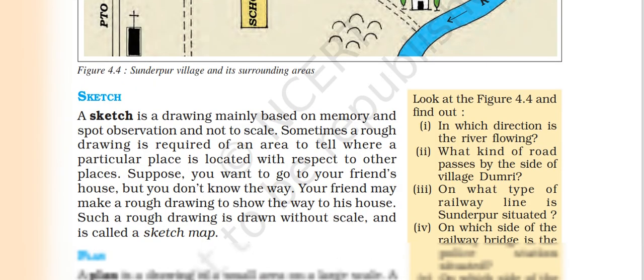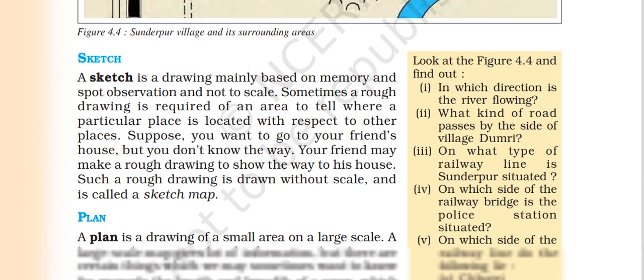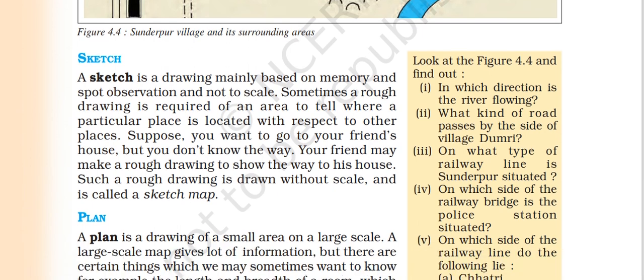Okay. Next is sketch. A sketch is a drawing mainly based on memory and spot observation, and not drawn to scale. Sometimes a rough drawing of an area is required to tell where a particular place is located with respect to other places. Suppose you want to go to your friend's house, but you don't know the way. Your friend may make a rough drawing to show the way to his house. Such a rough drawing is drawn without a scale and is called a sketch map.